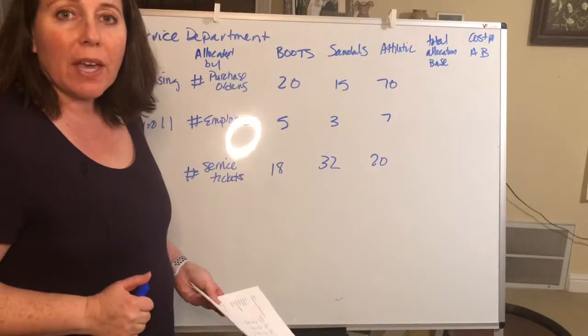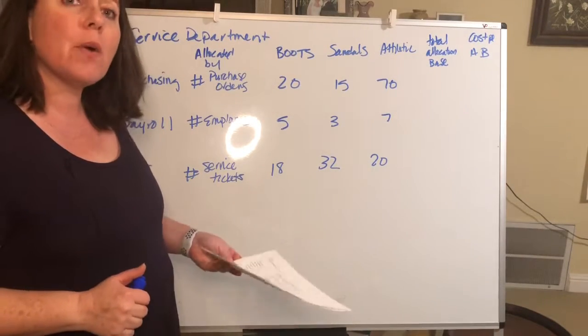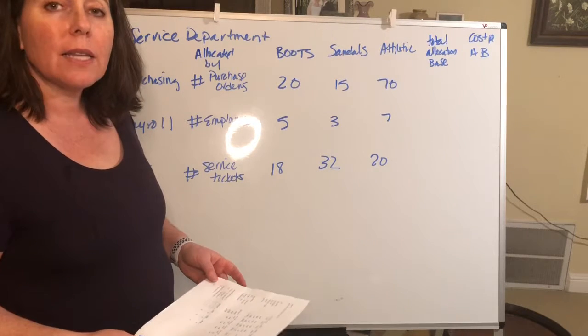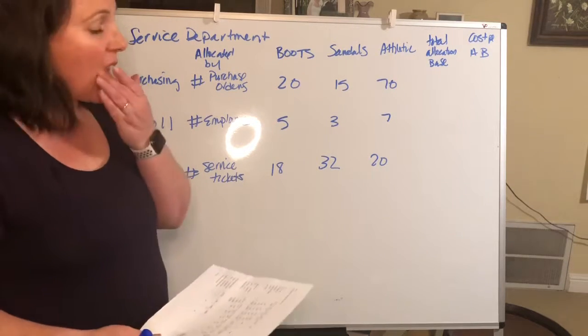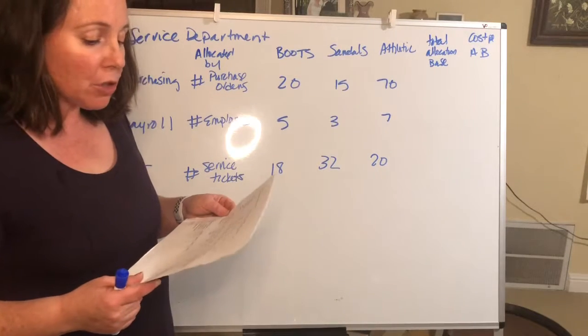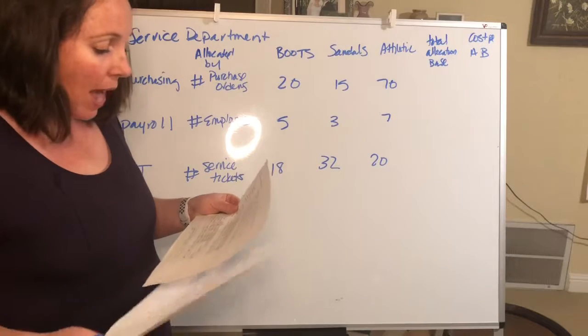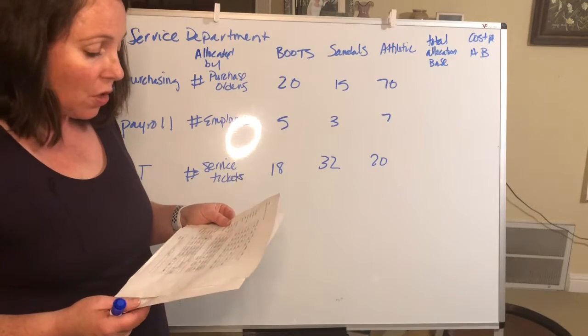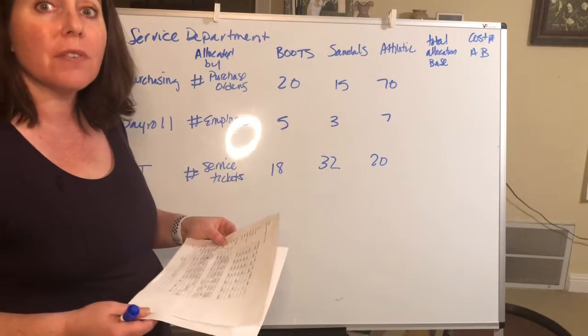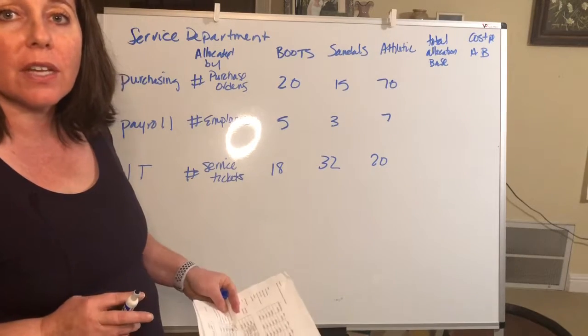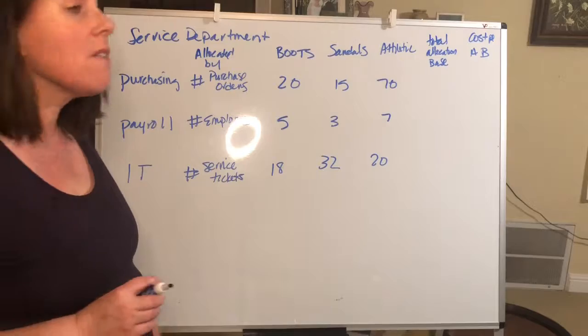We just finished allocating our indirect costs. Now we're going to allocate our service costs. So first of all, let's determine how much cost we're going to allocate. We said that purchasing had direct labor of $49,000, and then they were allocated an additional $3,500 of indirect costs. So the total amount of service costs to be allocated is going to be $52,500.